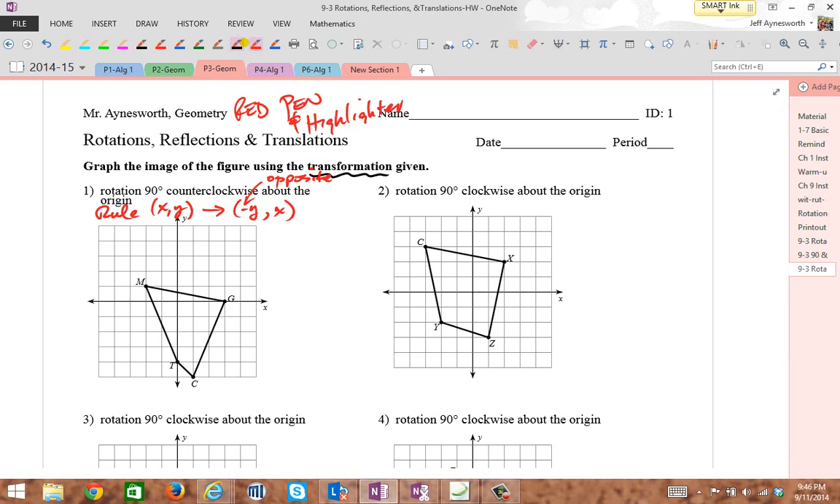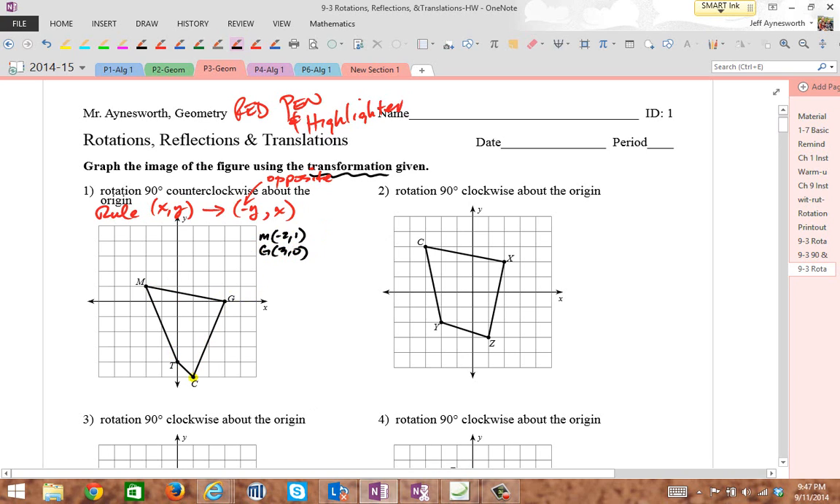All right, so as I did in my lesson here, what we're going to do is write down the coordinates of the points first, and then find their images. So point M is (negative 2, 1). G is (3, 0). C, let me see, right 1 down 5, so (1, negative 5). And T, well, that's just down 4, so (0, negative 4). You have to be good at plotting points, obviously.